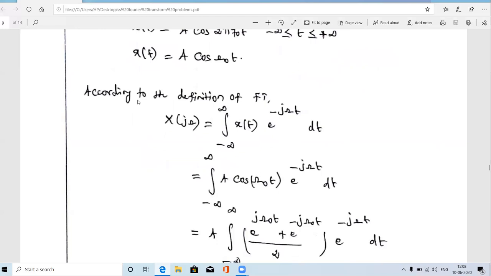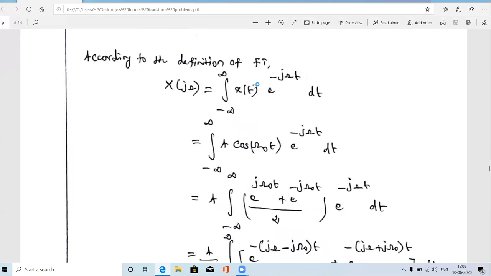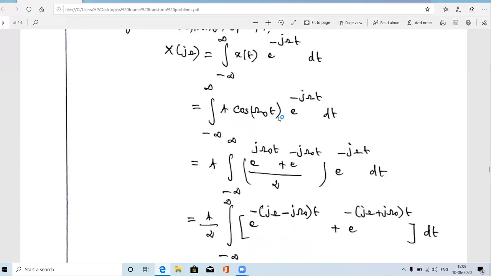According to the definition of Fourier transform, the Fourier transform of the signal x of t can be written as capital X of j omega. So X of j omega equals, what is the formula? Integration over the interval minus infinity to infinity of x of t into e power minus j omega t dt. This is the Fourier transform formula. In this formula, we have to substitute the value of x of t. What is the given signal x of t? A cos omega naught t. So instead of x of t, we put A cos omega naught t, into e power minus j omega t dt.